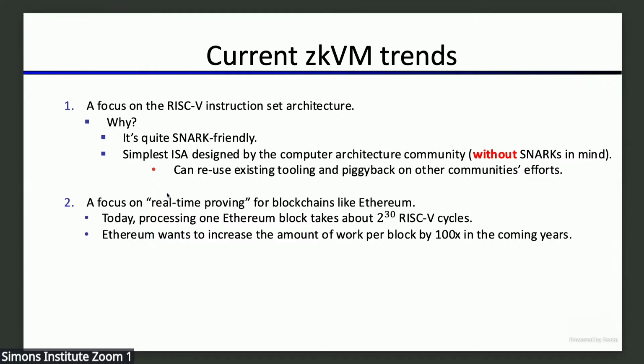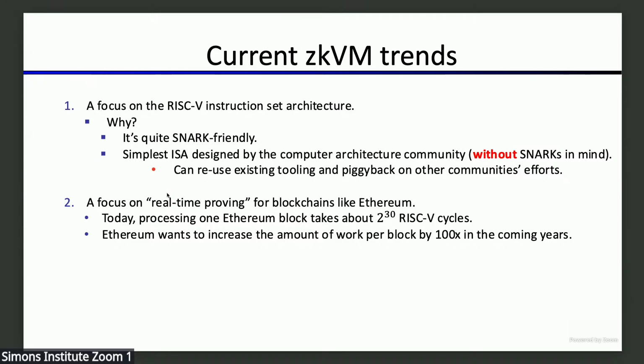There's lots of ZKVMs that are not focused on RISC-V, but it's definitely the dominant one right now. And then the other main focus is this particular application, which I mentioned earlier, real-time proving of Ethereum blocks. People think this is key to letting Ethereum process more transactions in a given amount of time, and letting different layer 2 blockchains that settle on Ethereum interoperate nicer and things like that.